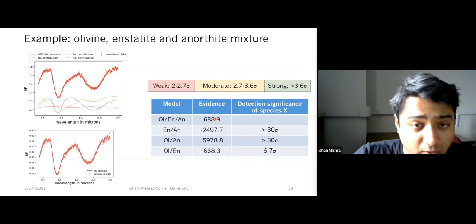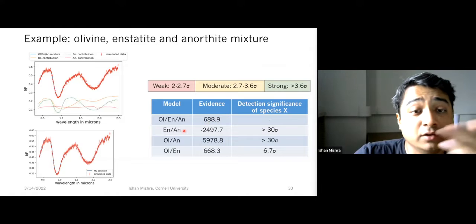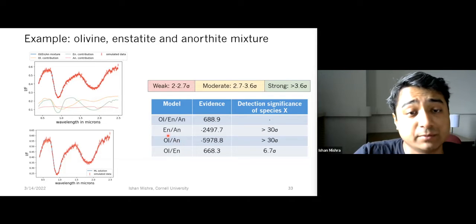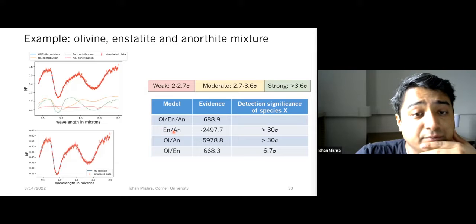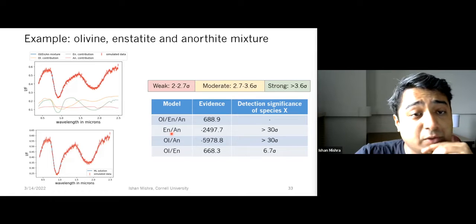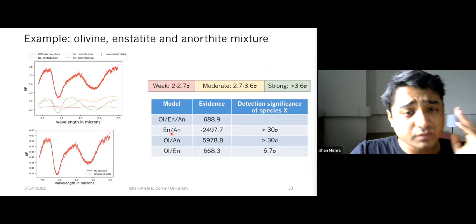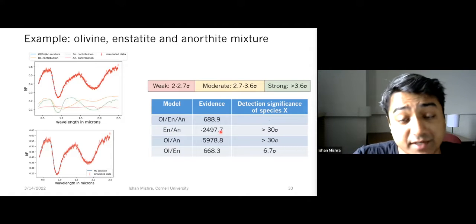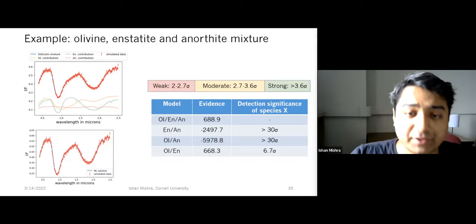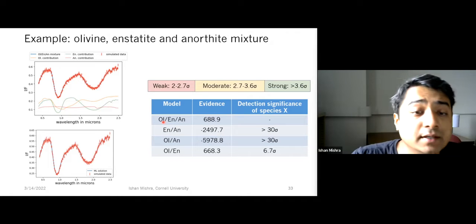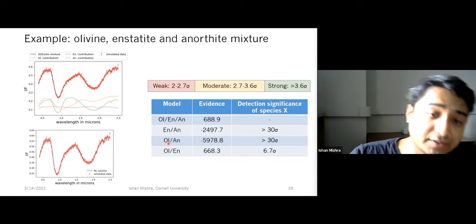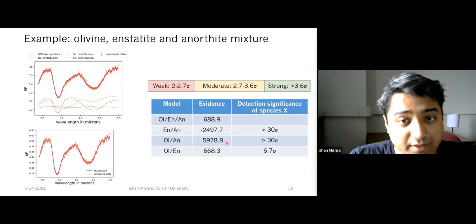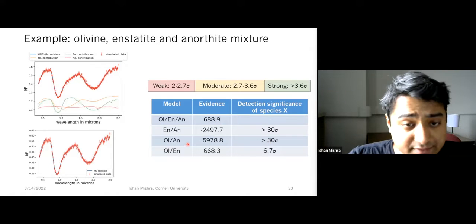And we get some quantity for that evidence, then we systematically knock off one species at a time. So for example, first we will remove olivine and just try to see if a model with just enstatite and anorthite works. We see that the evidence comes down drastically. And so that translates to a very strong evidence for the presence of olivine. Similarly, we'll take olivine and anorthite and knock off enstatite, and the evidence comes down even more. And that again translates to a very strong evidence for enstatite.